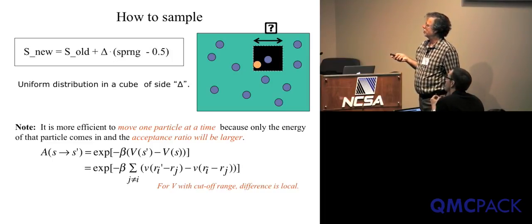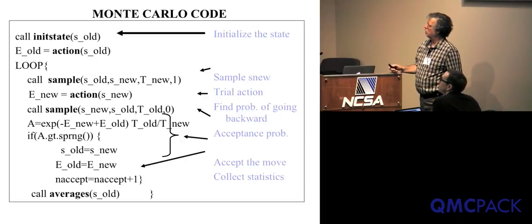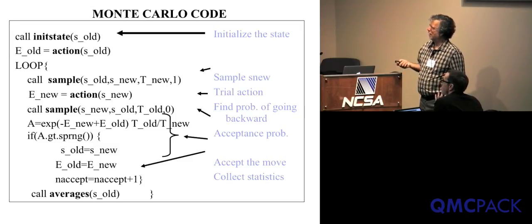So there's the new position. We accept or reject. Okay, here's a little bit of pseudocode for a whole classical Monte Carlo code. This is kind of what QMCPack is doing when it's doing variational Monte Carlo. We have this loop. I don't say how big the loop is because it's actually millions of steps.